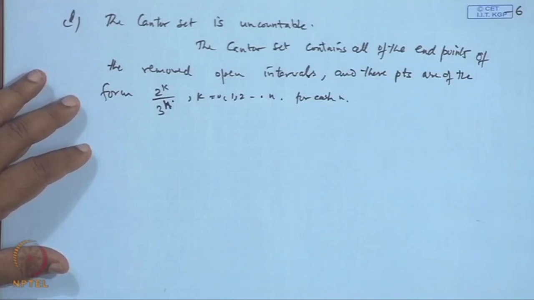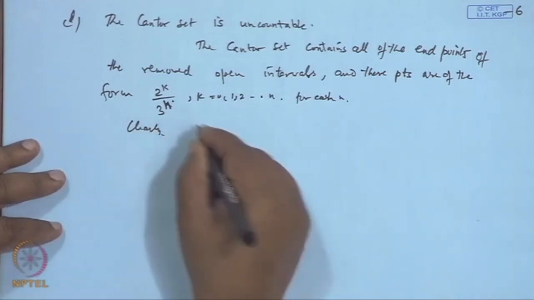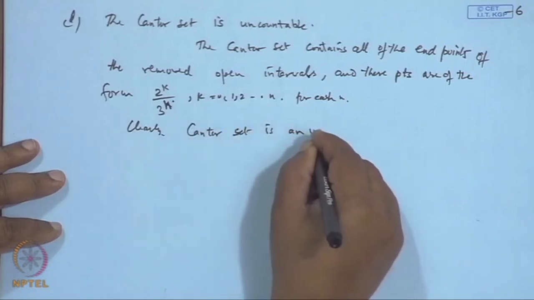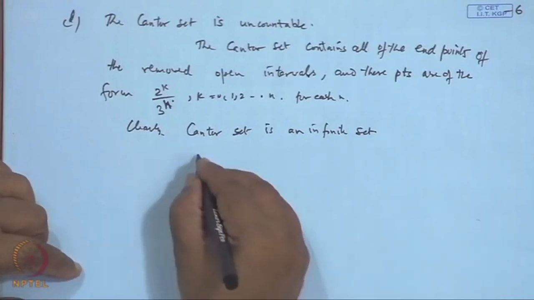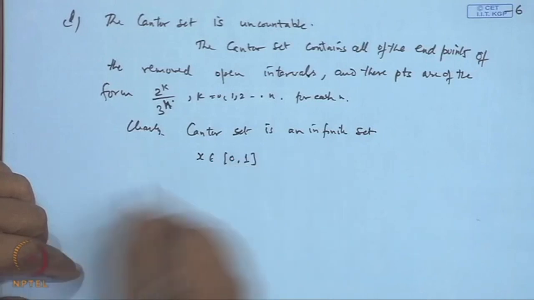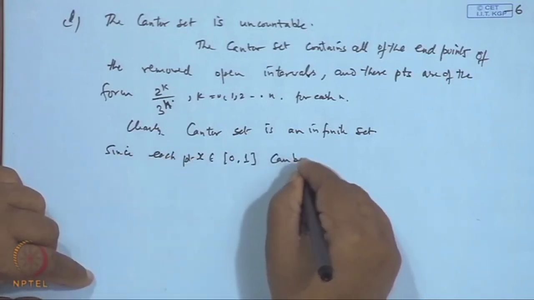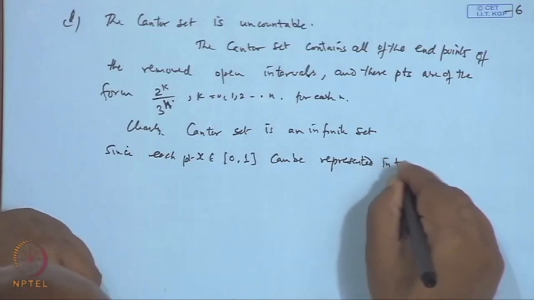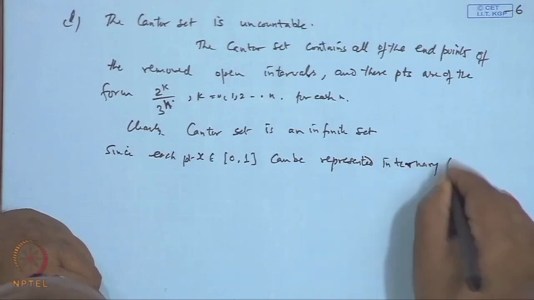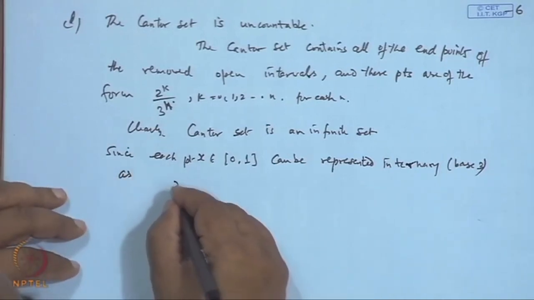So, we want to show this Cantor set is uncountable. Okay? First thing is the Cantor set is an infinite set, because there are so many points available. So, it is an infinite set. Clearly, the Cantor set is an infinite set. Now, if we take any point x belonging to the interval 0 to 1, then each point x can be represented with the base 3.